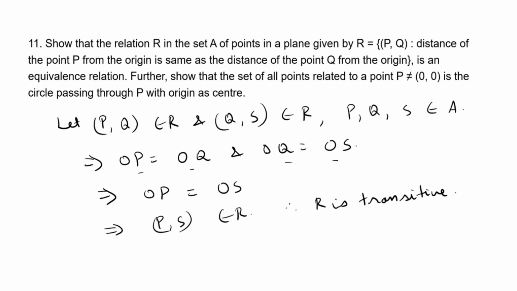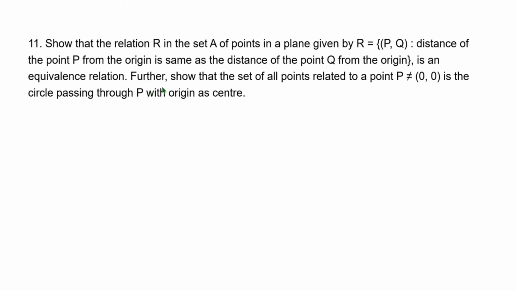So we have proved that R is reflexive, symmetric and transitive, which means R is an equivalence relation. Therefore, R is an equivalence relation. Now we will move on to the next part of the question. Further show that the set of all points related to a point P not equal to 0, 0 is the circle passing through P with origin as the center.